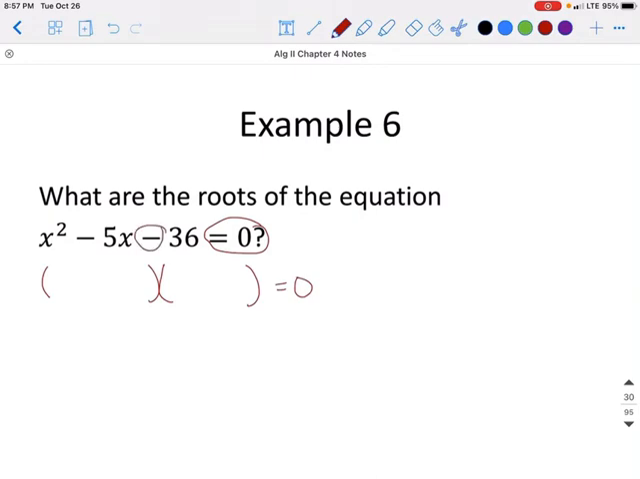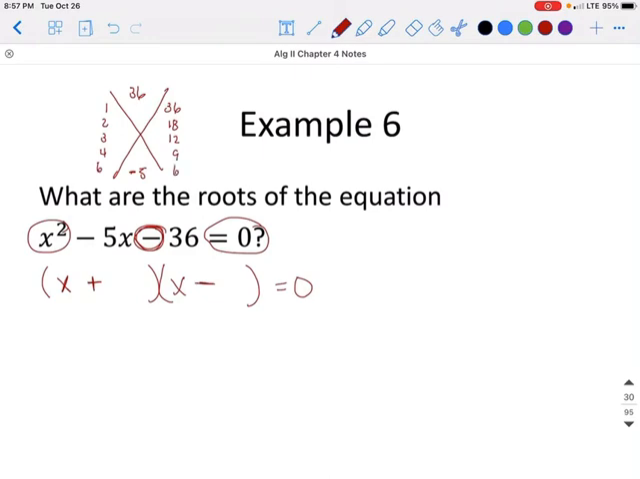We want to see this is negative. Multiplies to get a negative, so one has to be a positive and one has to be a negative. Multiplies to get x squared is going to be x and x. And we are looking for what multiplies to get 36, adds to get a negative 5. So I could do 1 and 36, 2 and 18, 3 and 12, 4 and 9, or 6 and 6.